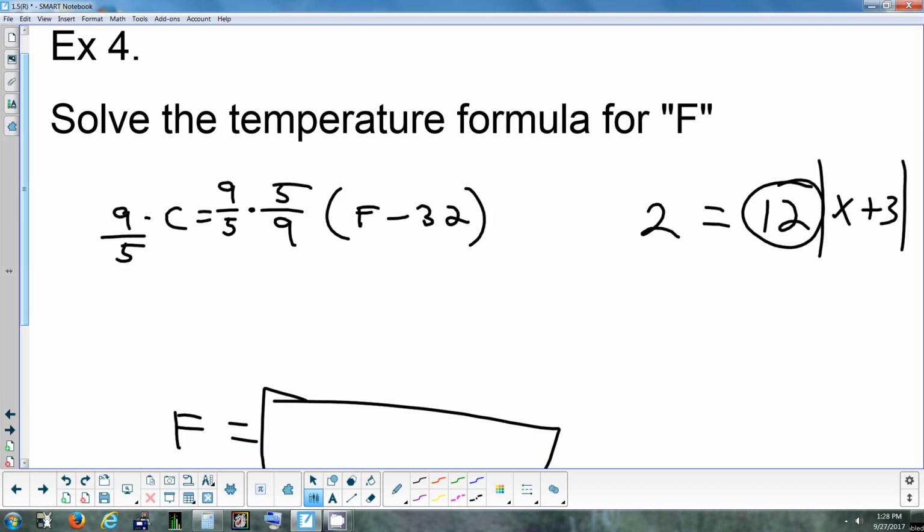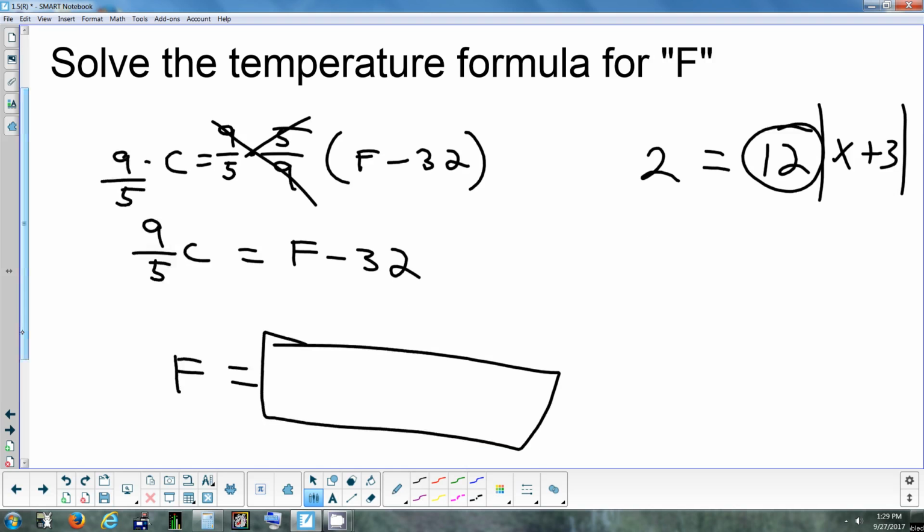Can I do anything when I have a number times a letter? Like if we had a number times a number, could we simplify that? Yes. How about a number times a letter? No. So you're just going to leave it. Most people just put the C in the middle. You don't have to put the little dot in between. What happens with the 9s on the other side? They get crossed out. And the 5s? They get crossed out. So now the only thing you have left is F minus 32. That was the hard step.